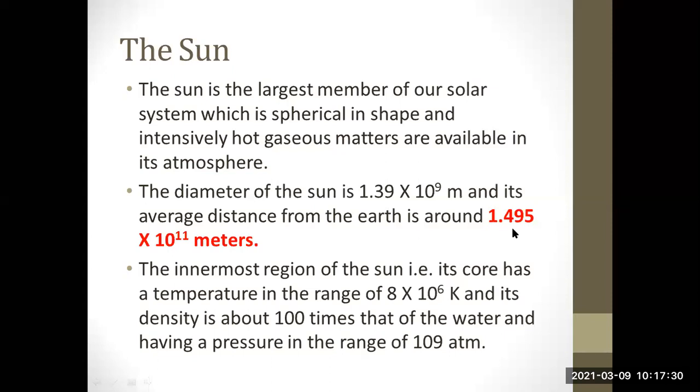Have you written it down? Yes sir. Very good. So you have to remember 2 points which we are going to utilize for the calculation of the solar constant. First is the output power of the sun, which is around 3.839 × 10^26 watt. And second is the average distance between the earth and the sun, which is 1.495 × 10^11 meters.